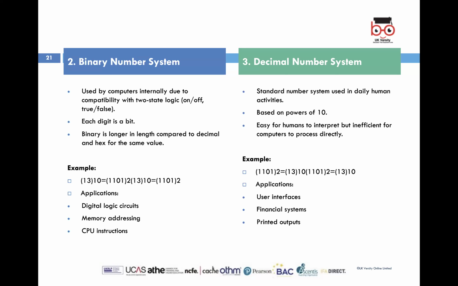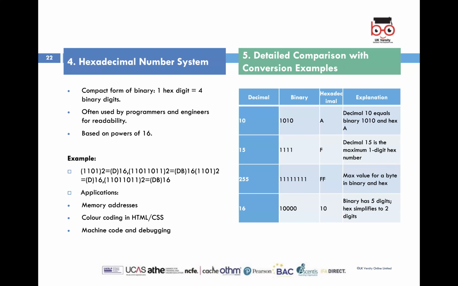Decimal number system. This is the standard number system used in daily human activities. It is based on the powers of 10 and is easy for humans to interpret but inefficient for computers to process directly. For example, 1101 in base 2 is 13 in base 10. Applications are in user interfaces, financial systems, and printed outputs.